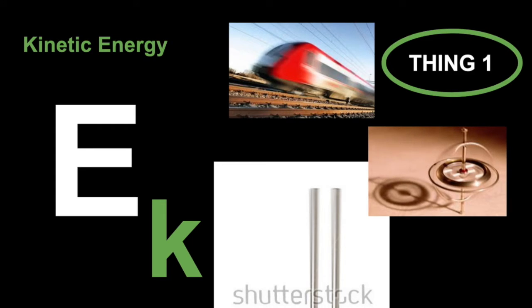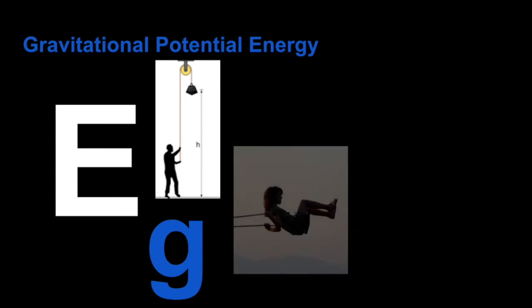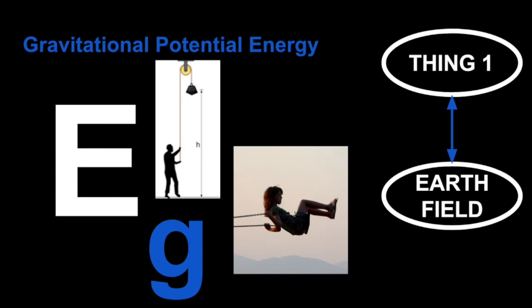It's the only energy that can be stored into one object. Gravitational potential energy is the energy associated with an object's interaction with the Earth's gravitational field. You have to include both objects because the interaction between them is where the actual energy is stored.